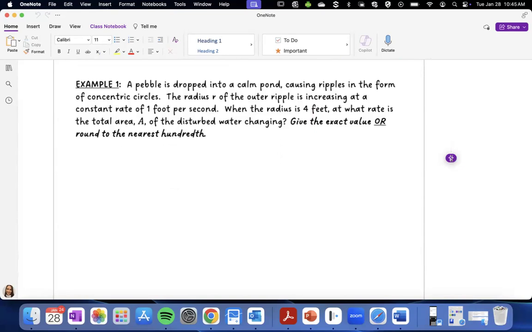A pebble is dropped into a calm pond, causing ripples in the form of concentric circles. The radius r of the outer ripple is increasing at a constant rate of 1 foot per second. When the radius is 4 feet, at what rate is the total area, A, of the disturbed water changing? Give the exact value or round to the nearest hundredth.